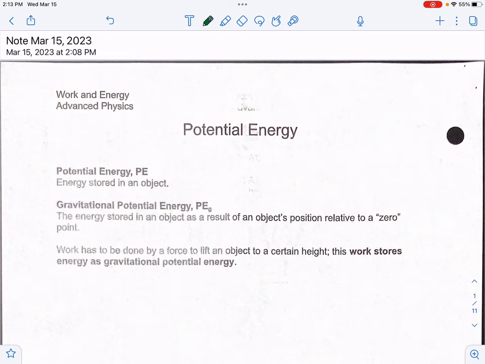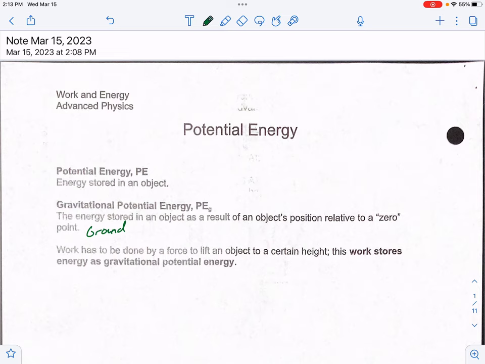So potential energy is energy stored in an object. Gravitational potential energy is just the energy stored in an object as a result of the object's position relative to a zero point. Your zero point usually means the ground, so where you are relative to the ground. Basically, if you have height, you've got more potential energy because you're further away from the ground, which we'll get to in just a second.